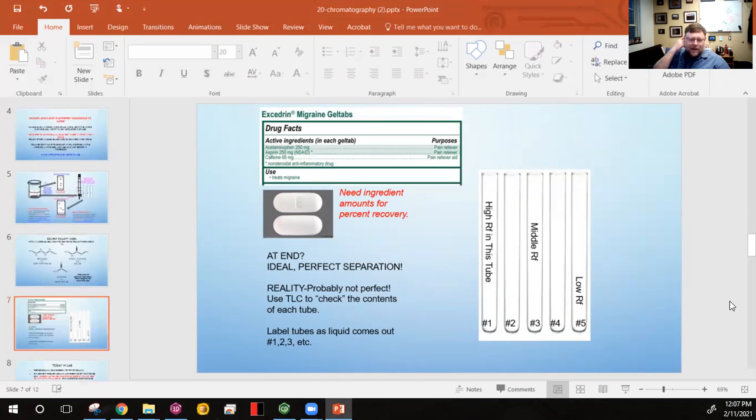There's the ingredients of Excedrin. Oh, it's got acetaminophen in it too. I knew there was a reason. By the way, since I don't get to do this in person, if you're not aware, acetaminophen is toxic and you can easily overdose on it.